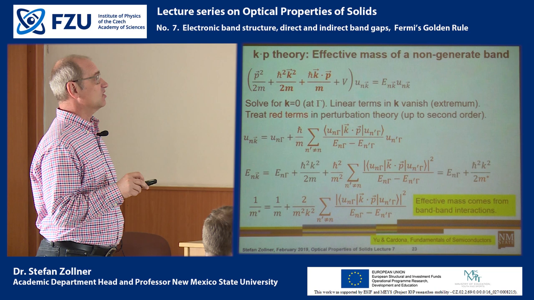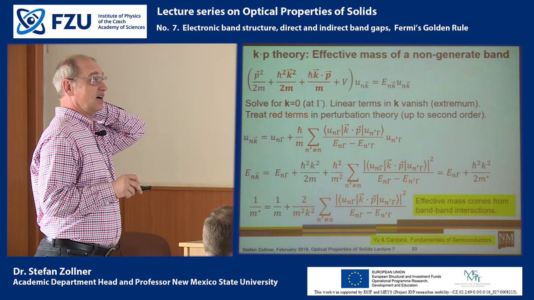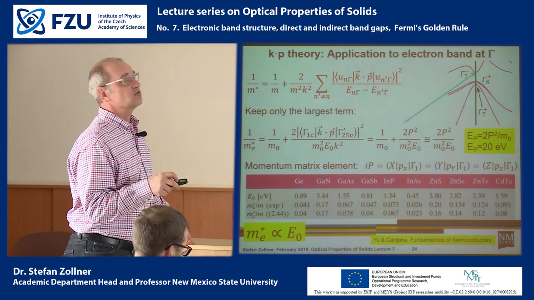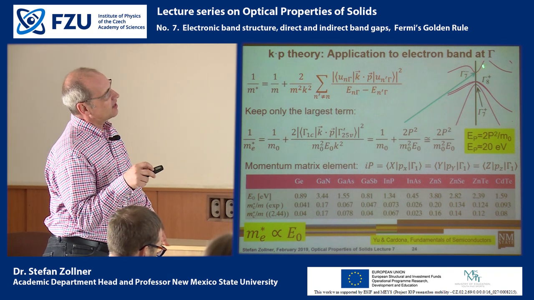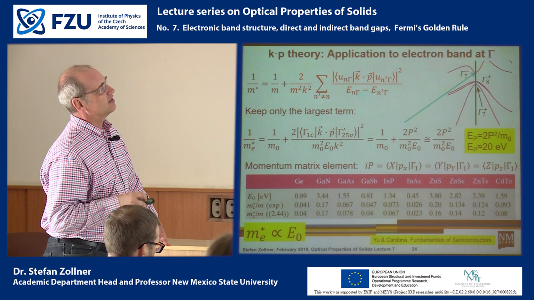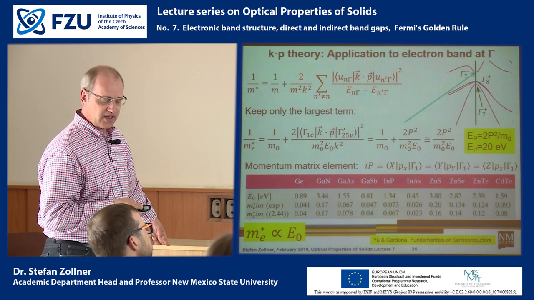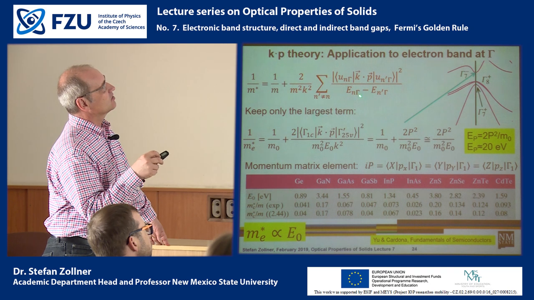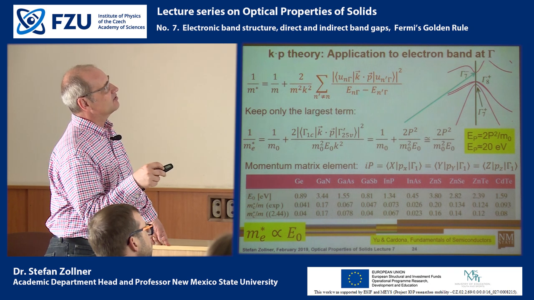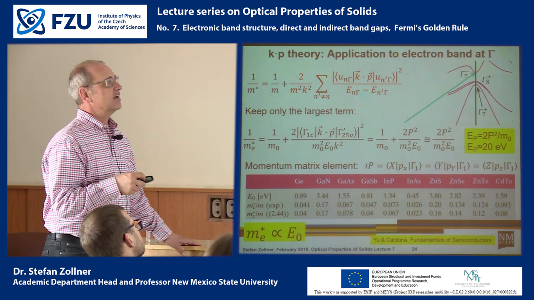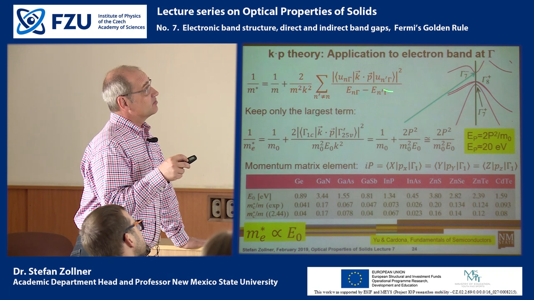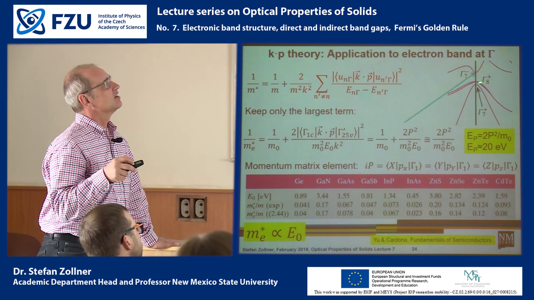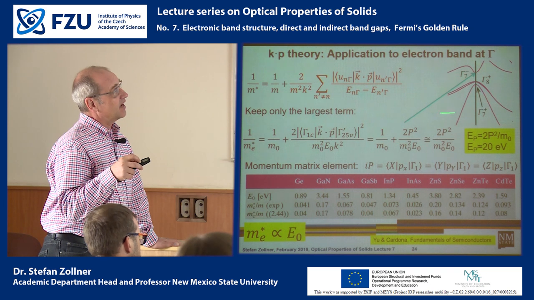So that is the nature of the k·p theory, and now we would like to apply this to a number of different scenarios. The first application is to the bottom of the conduction band in germanium or silicon. So we need to evaluate this. We have this energy denominator here. The largest term in this sum, unless the matrix element is zero, will be the term with the smallest energy denominator. The smallest energy denominator is equal to the band gap.